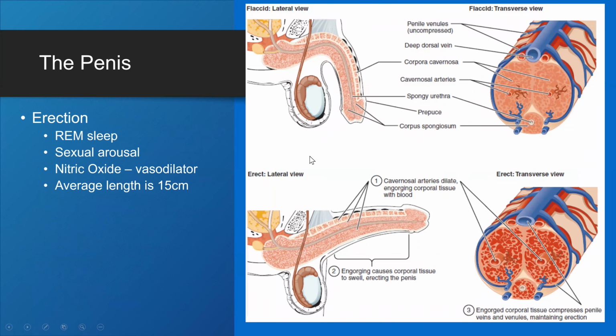Okay, so here's again the erection. To initiate erection, we need nitric oxide. That's a vasodilator, and it will dilate these penile arteries, right, and bring more blood to the penis, and then the veins will retain this blood. The average length of the penis is 15 centimeters. I need to change it to inches so you guys can understand better. But yeah, that's erection.